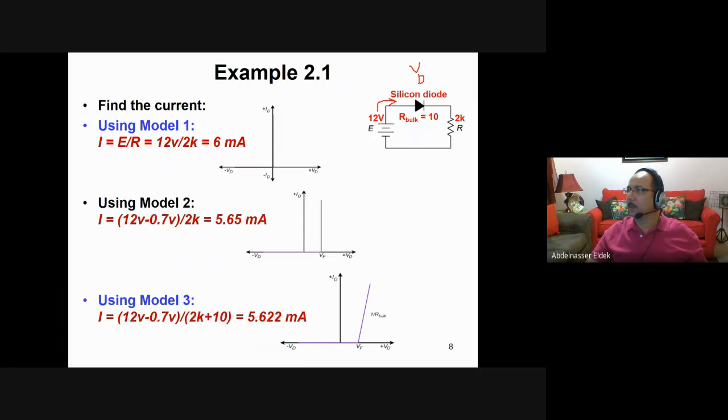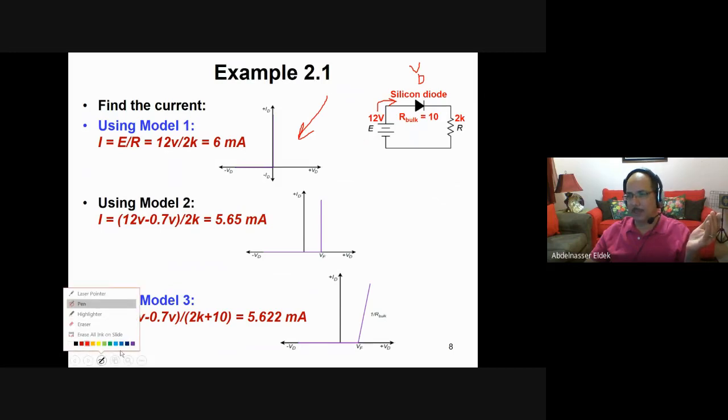So in the first model, this VD is 0. You don't have a voltage. Then in this case, the current equals what? Equals 12 divided by 2K, the resistance. The voltage divided by the resistance. It is as simple as that. So this 12 volt divided by the resistance will give you the current, because you don't have voltage dropped on the diode.